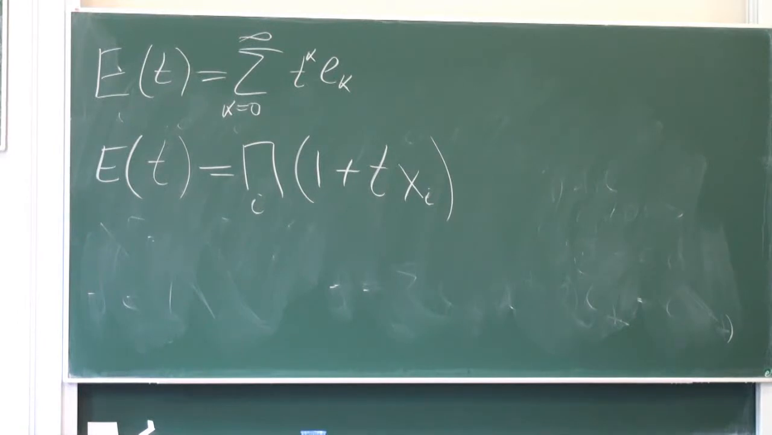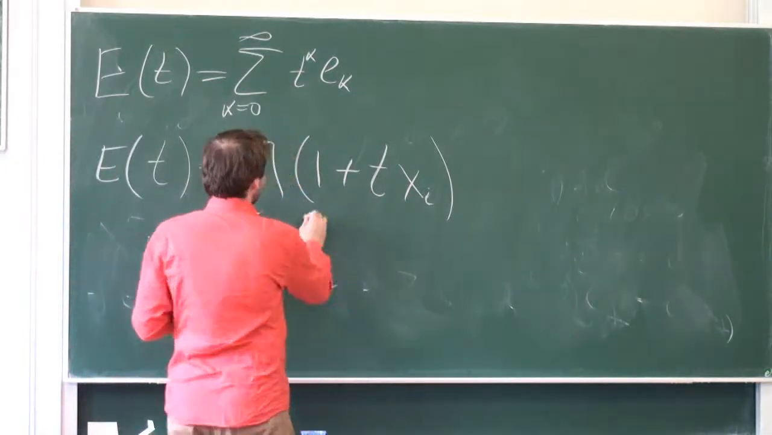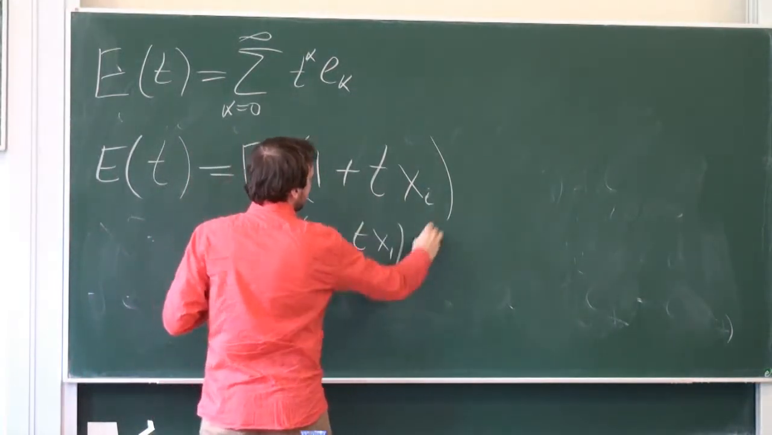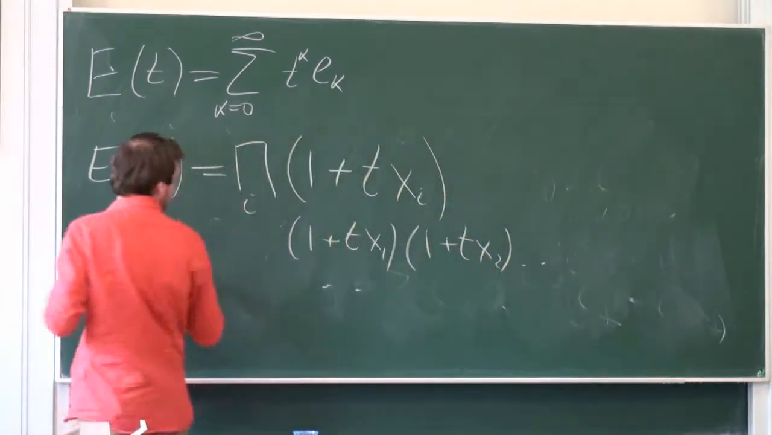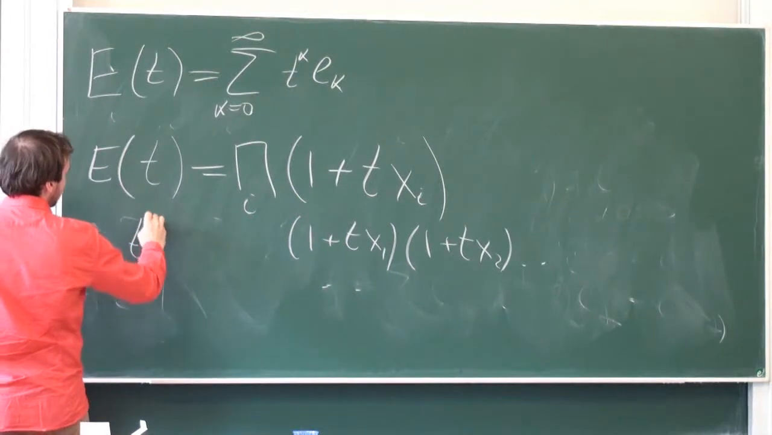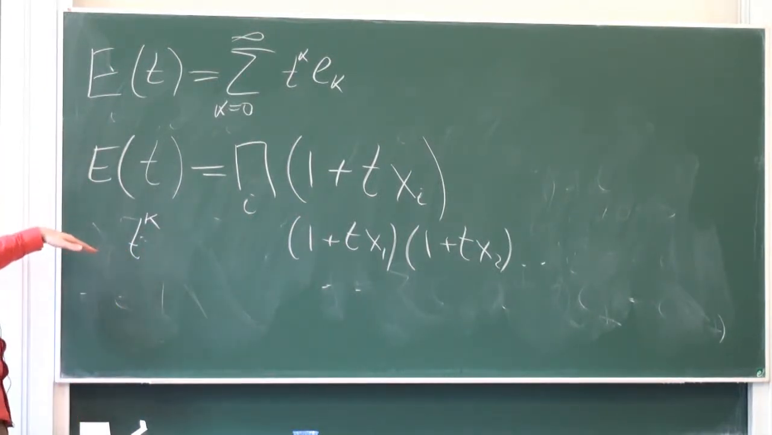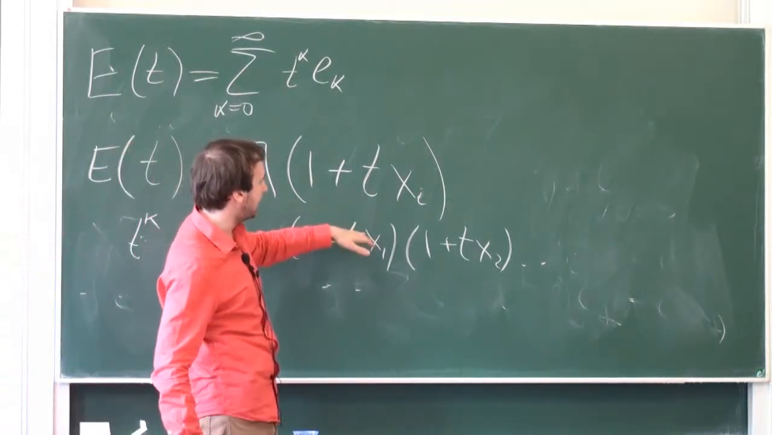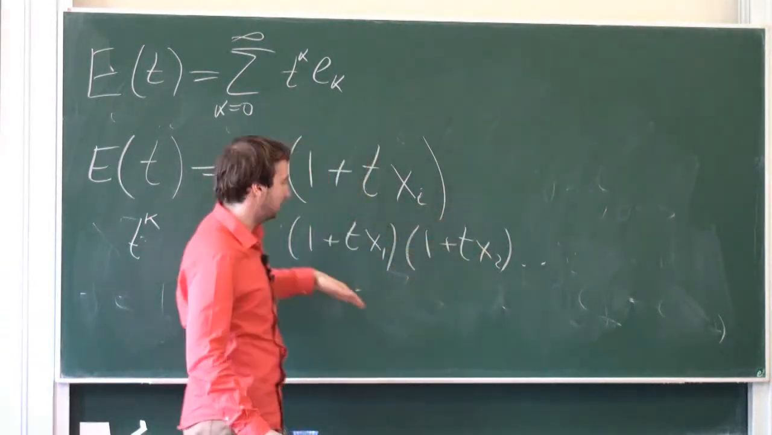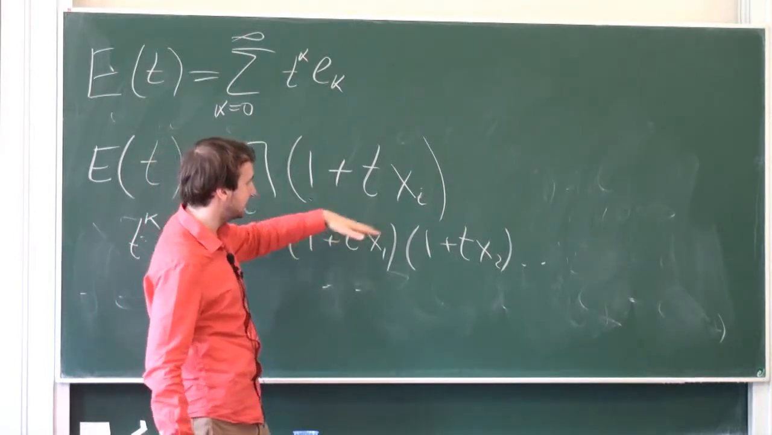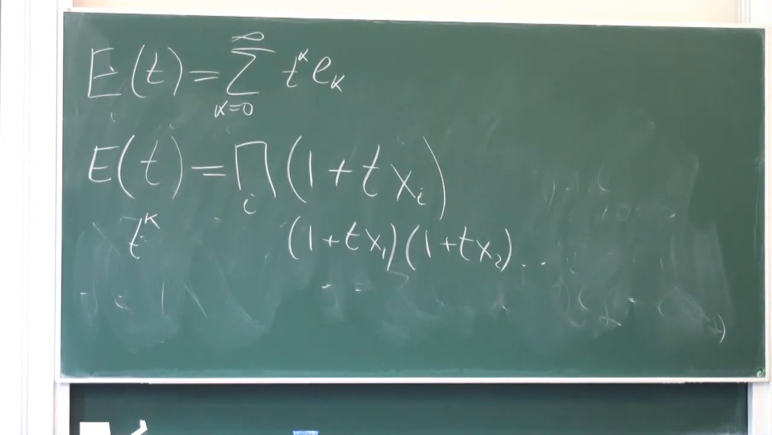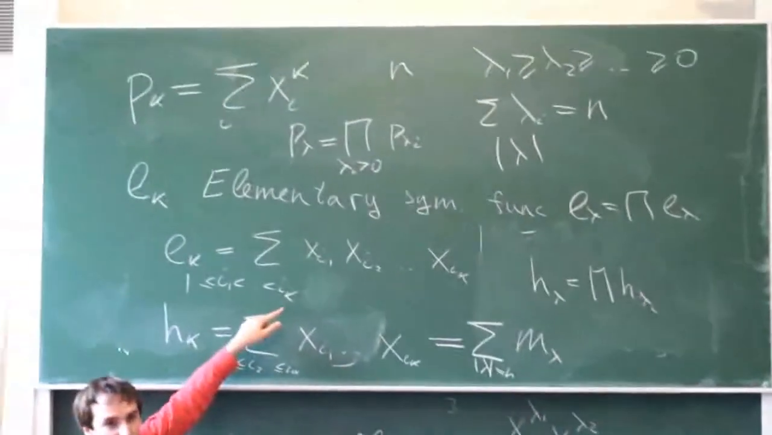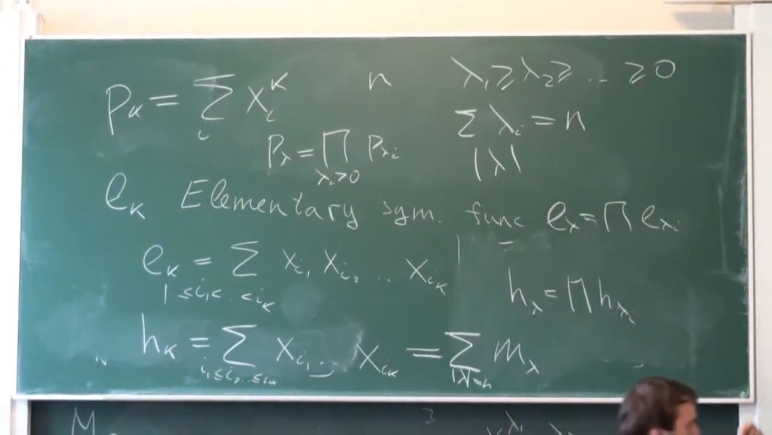So how to prove it? Well, just let's try to open the brackets here. So you have 1 plus tx1 times 1 plus tx2. Let's try to find coefficients of t to the k. What we should do is take t from one bracket, t from some other bracket, and so on. So we should just choose the indices of these brackets. Now you look at the definition of elementary symmetric function and see that these are exactly these indices, and you exactly sum these variables. So this is the proof of this formula.